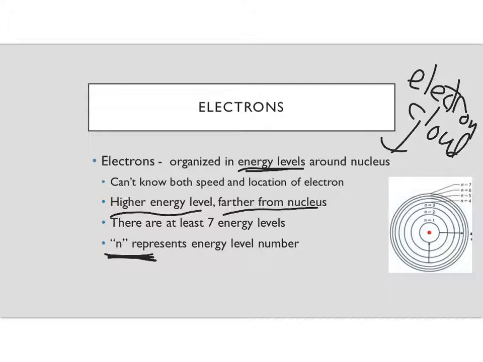I didn't mention this one up here, but it's a point of emphasis: even though electrons are organized and have energy levels, we can't really find the speed and location of an electron at the same time. We can either know the speed or the location, but not both at the same moment in time, which means electrons are quite random and unpredictable. However, they are still organized.